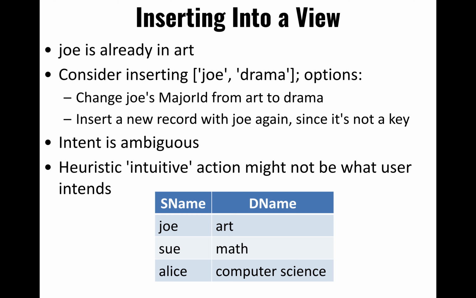When you insert Joe drama, so Joe is enrolled in the art department, but then you insert a record into a view that says that Joe is now in drama. What does that mean? Does that mean that Joe is no longer enrolled in art? Instead, they're enrolled in drama? Or does it mean that they're enrolled in both of them? Right? What does that mean? Again, the intent is ambiguous. So we would typically not allow databases to do these kinds of things.